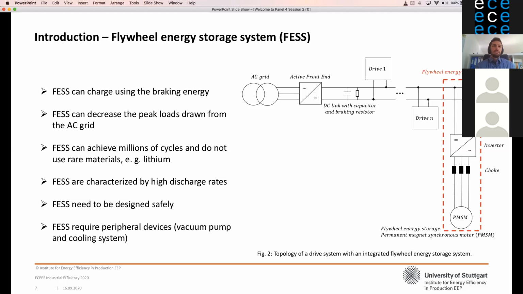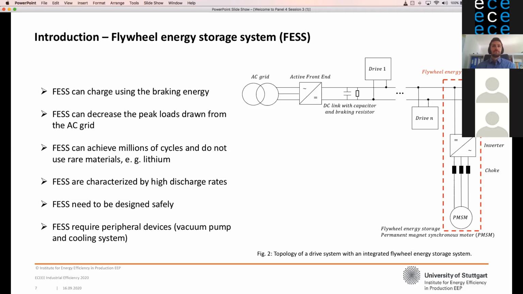On the other hand, there are possible safety requirements for a flywheel energy storage system because there's a huge rotational speed going on, even faster than a bullet of a rifle. So this needs to be designed safely, for sure. On the other hand, there's a lot of requirements for peripheral devices like a vacuum pump because of the high rotational speeds and voltages, and also a cooling system.